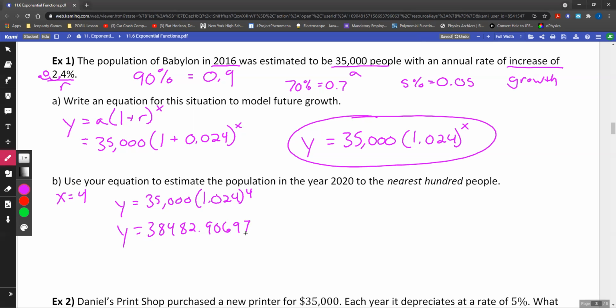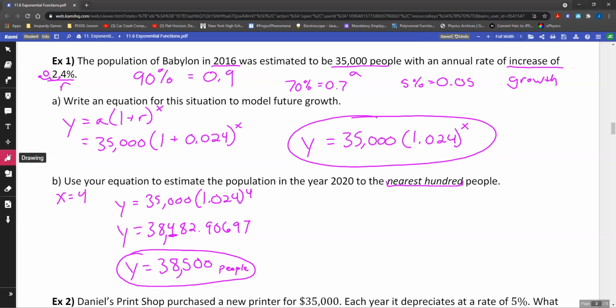Now, what's important is this. They want us to round to the nearest 100 people. So that means I have to round this number, the 4, which is in the hundreds place, either up or down. Since the number to the right is an 8, this gets rounded upwards. So this becomes 38,500 people. And that's it.